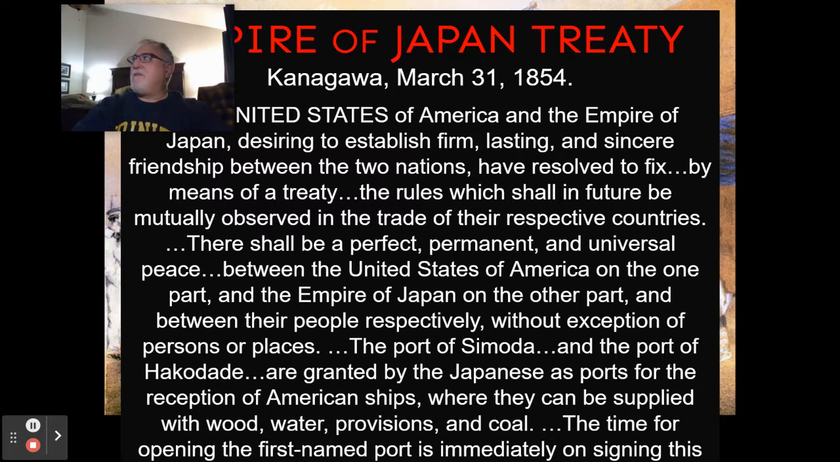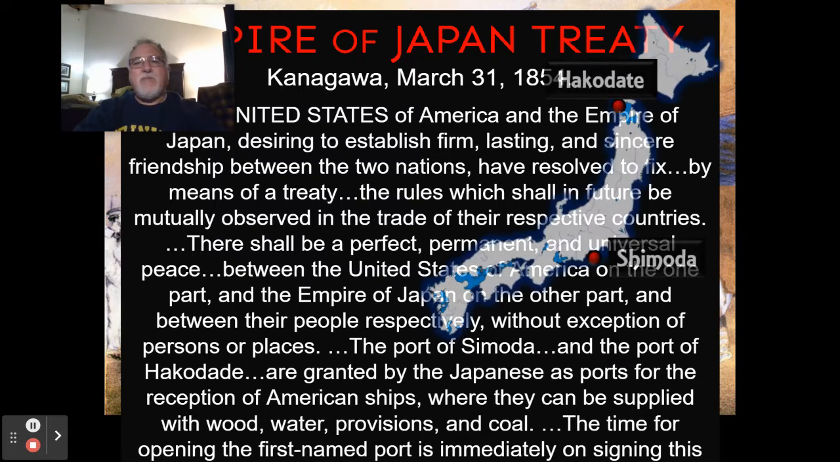Basically the agreement where the ports will be, how we're going to trade, how it's going to look. Just we're all going to be big friends, and we're going to get along. We're going to trade, and it's going to be great. And these are the two places: Hakodate and Shimoda.